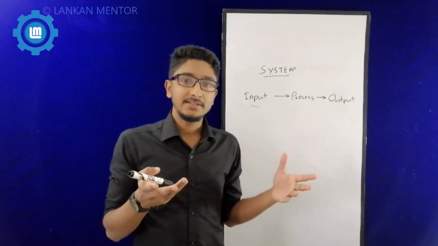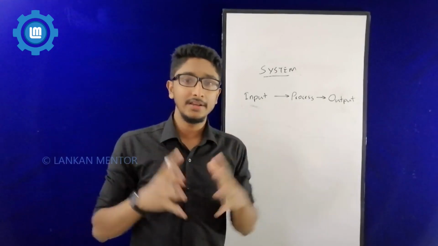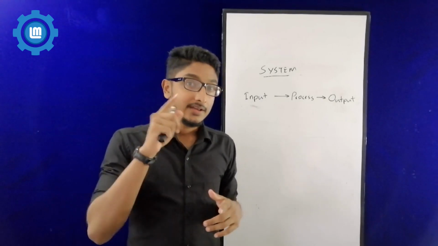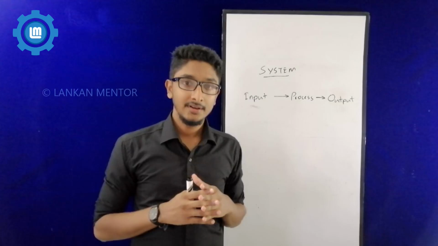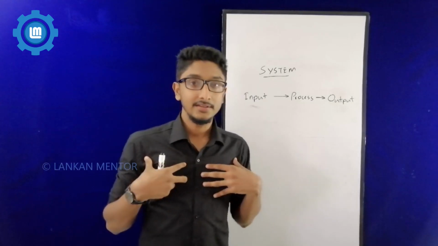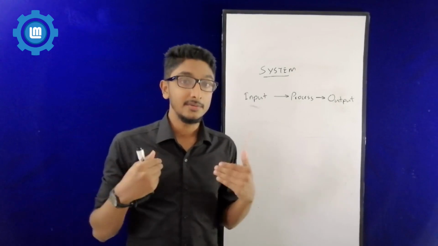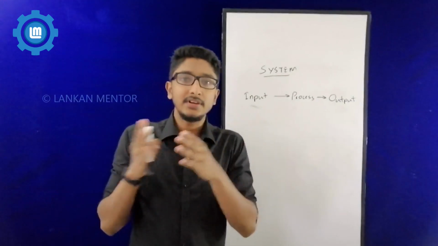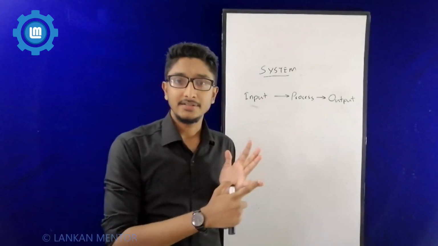Another example, let's take the human body. The whole body is a whole system, right? But in the human body, there are many subsystems. The body itself is a system, but there are many subsystems working for a specific task. Now, there is the respiratory system.